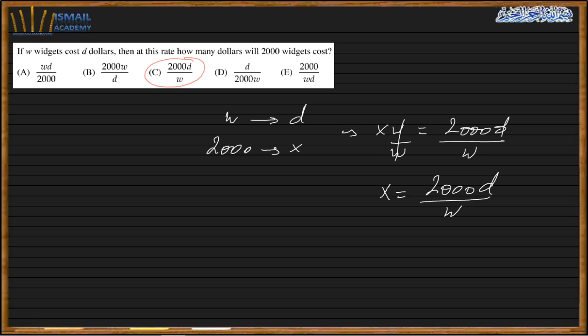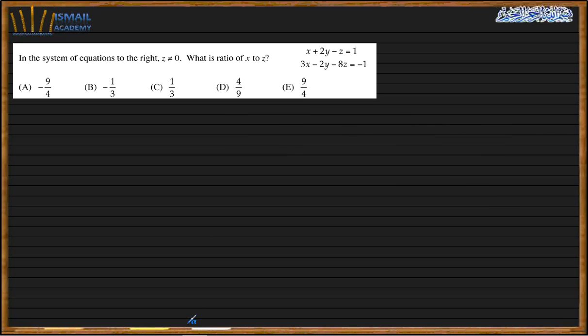For number 8, we have a system of equations here. Z is not equal to 0. I have X plus 2Y minus Z equal 1, and we have 3X minus 2Y minus 8Z equal minus 1. They ask me to find the ratio X to Z, which means X over Z. So here I have two equations and three unknowns.